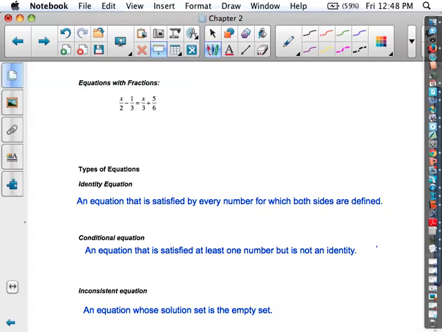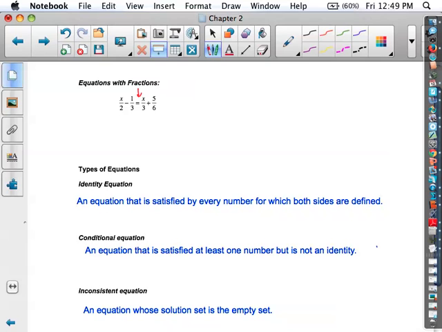Equations involving fractions. When you see the equal sign, you can multiply every term in that equation by the least common denominator and cancel out those fractions. Don't do that with an expression, because then you've altered the expression. But with an equation, you can.